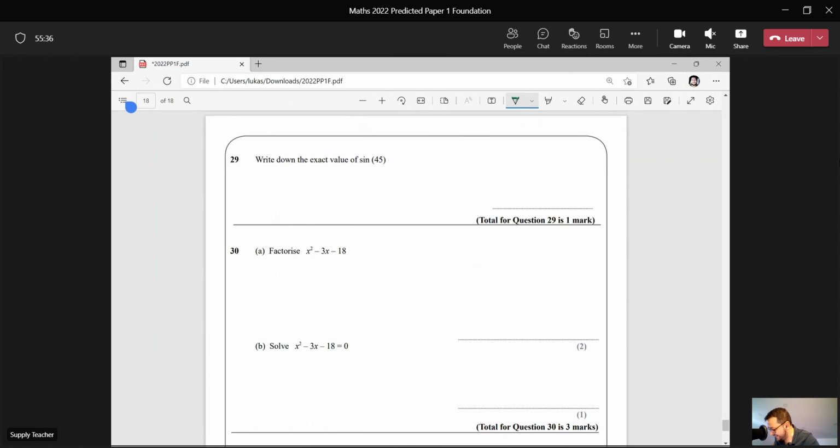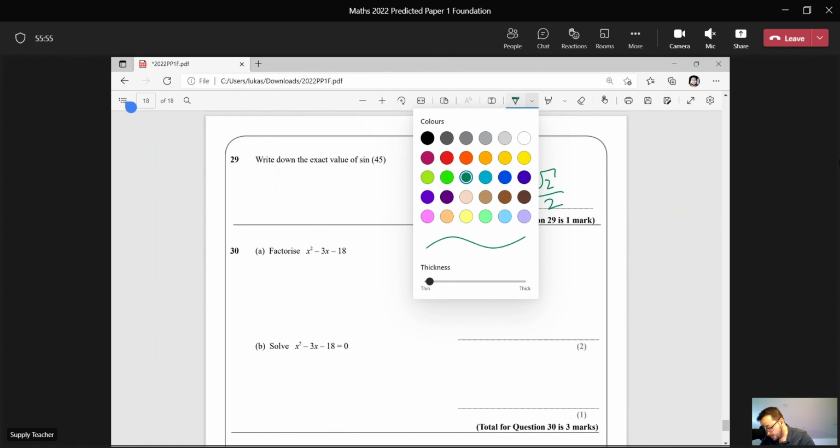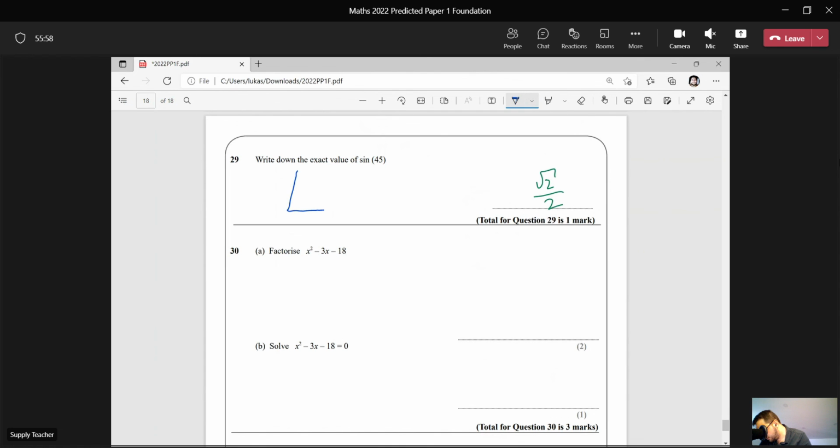All right, so 29 then, it says write down the exact value of sine of 45. Okay, now you can either just learn this, so this is going to be root 2 over 2, but I'm going to show you that there's a way of figuring it out, but by how much they've left you with room, I think they're expecting you to know it. So what you do is you start off with a right angled triangle like that, where these sides are 1. Now, if you think about Pythagoras, this is going to be the square root of 1 squared plus 1 squared, but that's just 1 plus 1, so it's the square root of 2. This is 45. We want sine of it, so you use trigonometry.